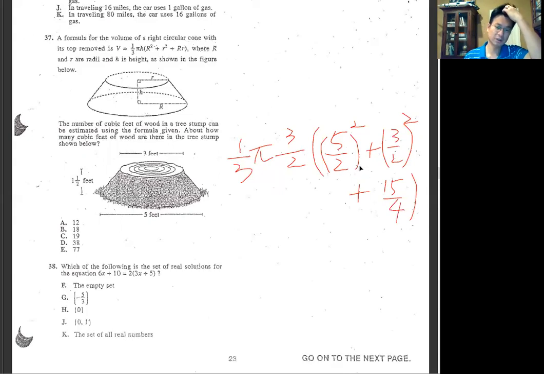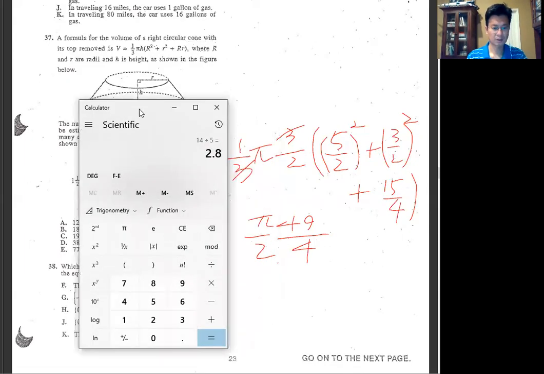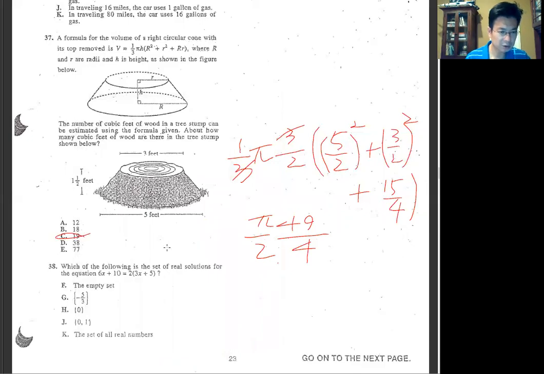So inside of this one, it looks like 25, 9, 34, 40, 45/9. And then this goes away, pi/2. So 40, let me just calculate it from now. 19 point something. So see.